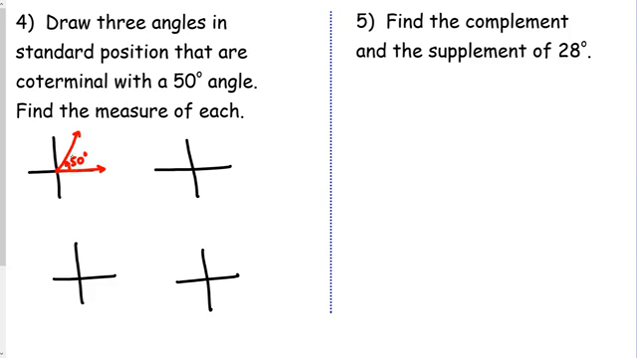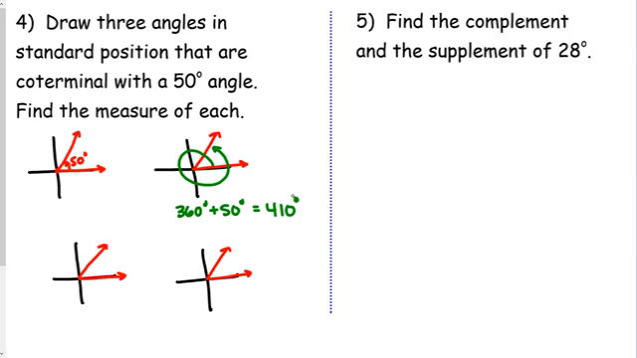Okay, so I want 3 angles that have the same initial side and the same terminal side. However, the degree measure has to be different, not 50. So what I could do is go from the initial side all the way around the circle once, that's 360 degrees, and then 50 more. So 360 plus 50 is 410.